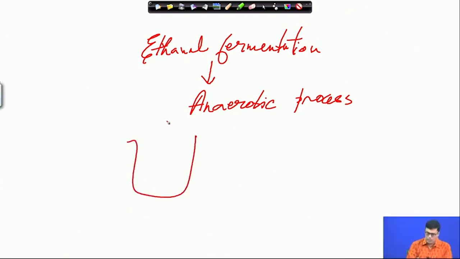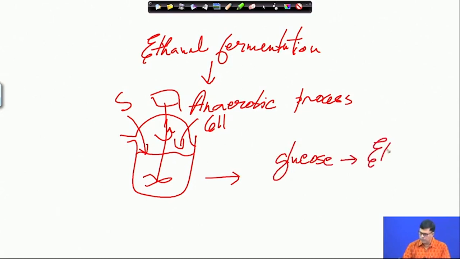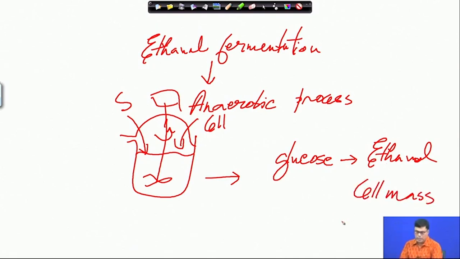Suppose this is a reactor. In this reactor, we put your substrate and your cell mass, and under anaerobic condition you run this process. And what will be your product? Your glucose will be converted to ethanol, and also part of it is converted to cell mass. But one thing I want to point out here is that since it is an anaerobic process, the amount of cell mass production will be very less, because in an aerobic process the cell mass production will be much higher and ethanol will not be there. So only under anaerobic condition will ethanol be produced.